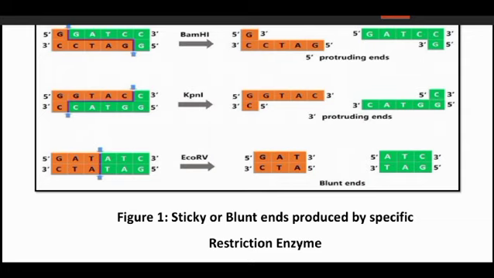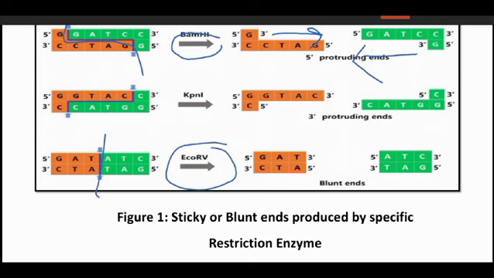In these diagrams, you can see a clear difference between sticky ends and blunt ends. BamH1 is an enzyme that makes a staggered cut and produces sticky ends, whereas EcoRV is an enzyme that makes a straight cut and produces blunt ends.